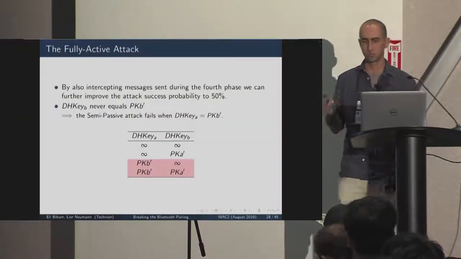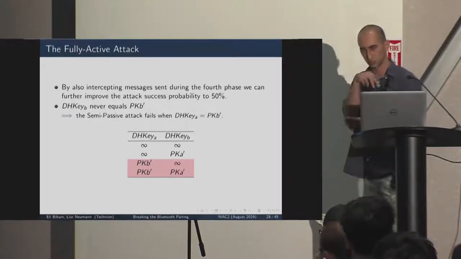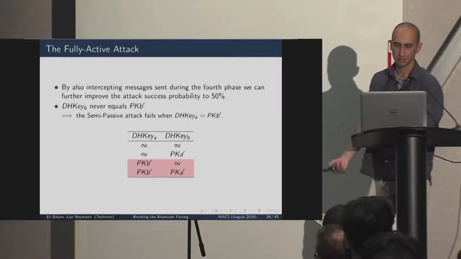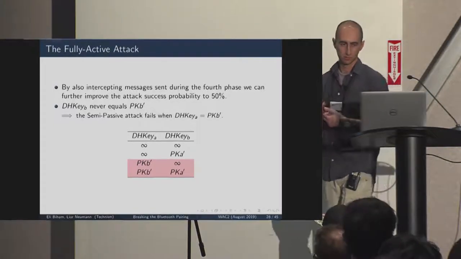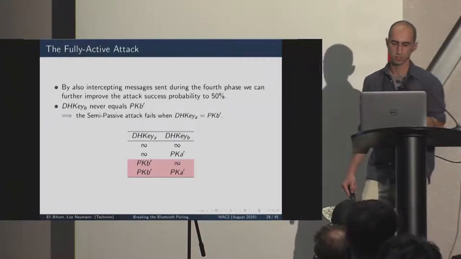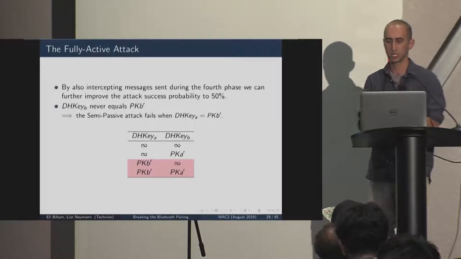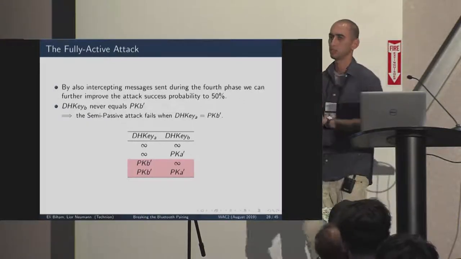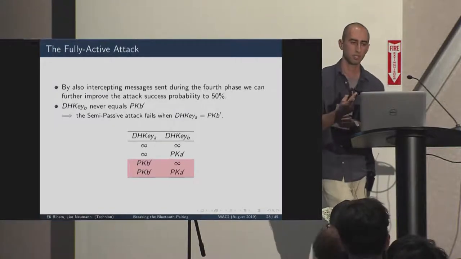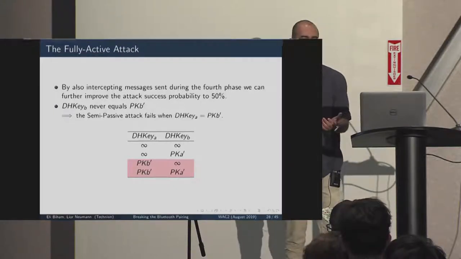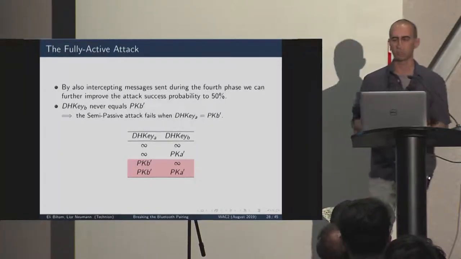As you remember from the semi-passive attack, the attack currently succeeds only if the two shared Diffie-Hellman keys are the point at infinity. But in this fully active attack, we want to increase this probability by also using different scenarios. The scenario we'll be using is specifically when DH key A equals PKB prime. The attacker already knows that the attack is going to fail in the semi-passive version, because if DH key A equals PKB prime, there is no chance that DHKB will equal this value, and therefore the semi-passive attack will fail for sure. And the attacker can do nothing about it in the semi-passive scenario.